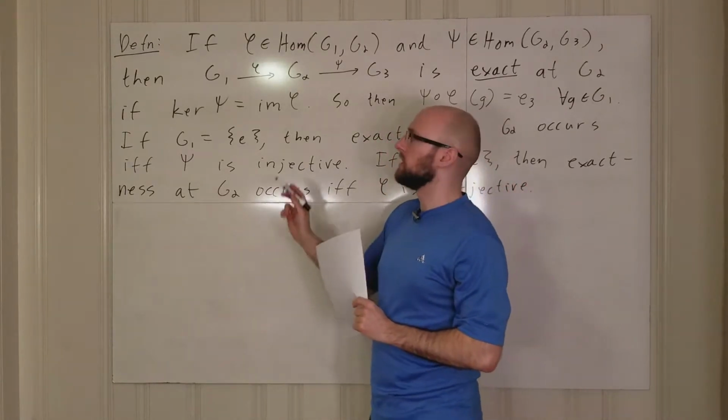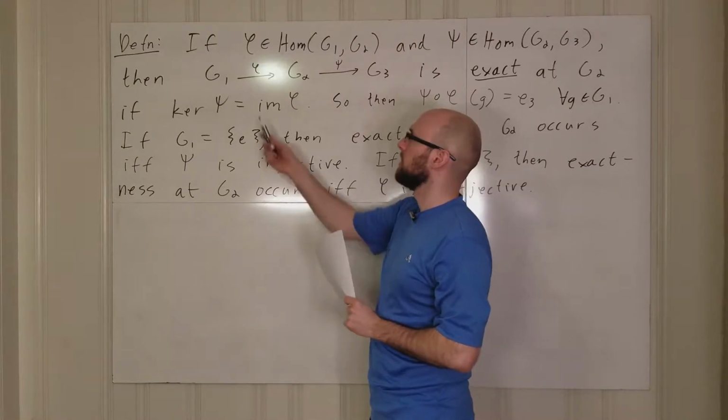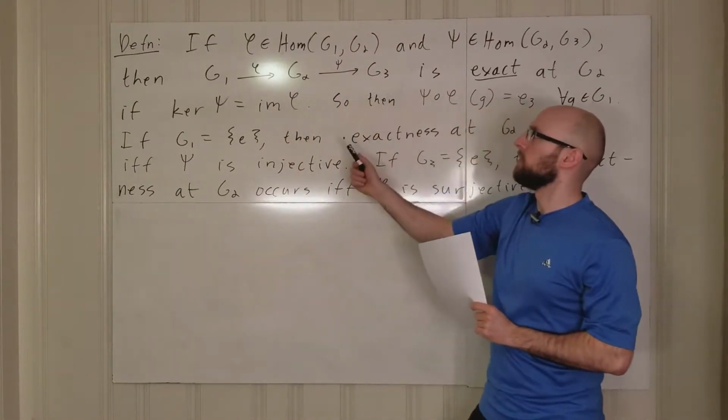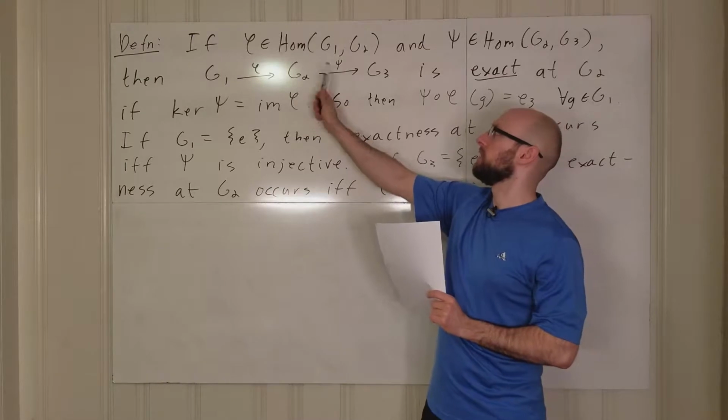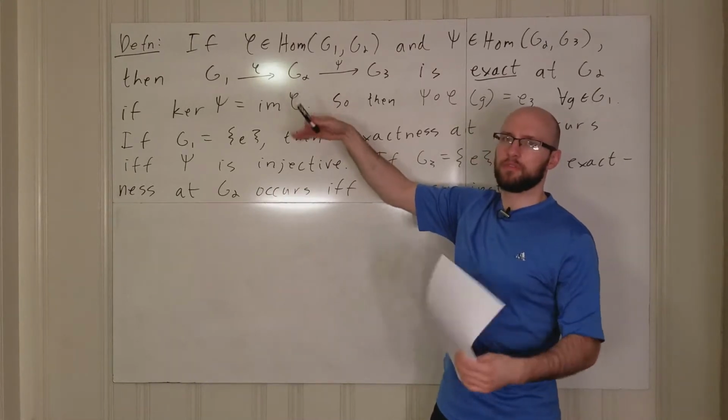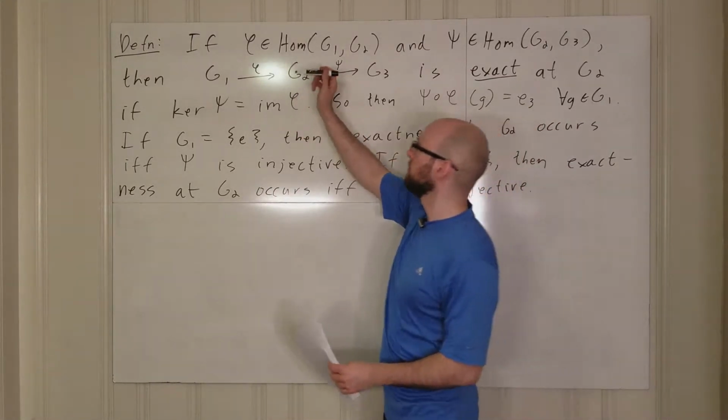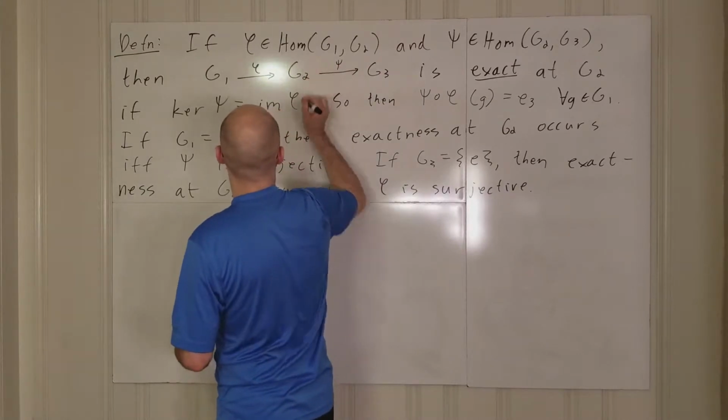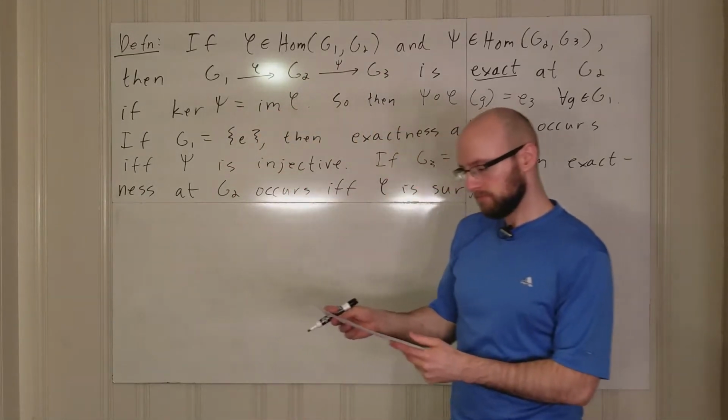So that's kind of nice. We have this relation between letting this be 1 and letting this be 1, and then what that tells us about the relation between exactness at G2 and the homomorphisms phi and psi.